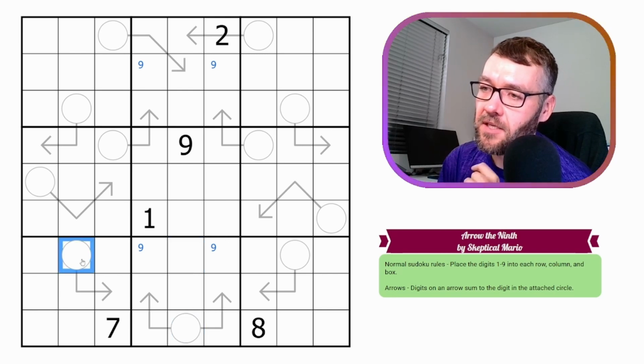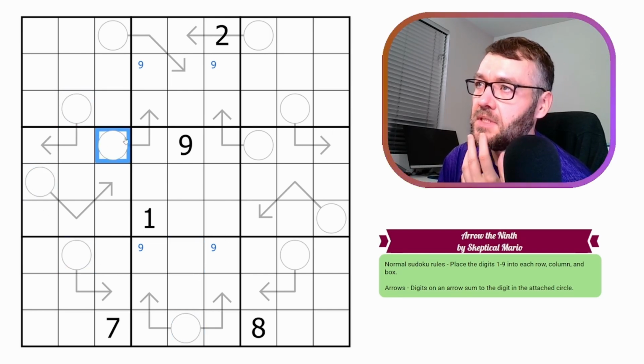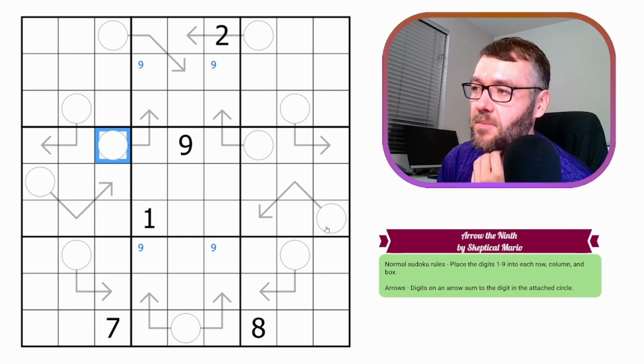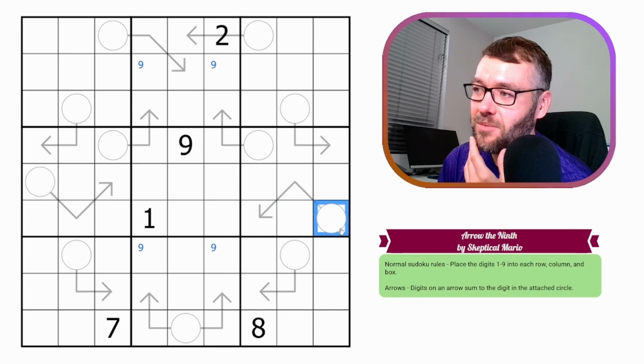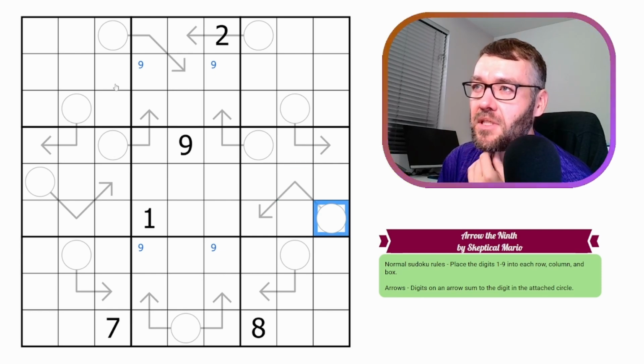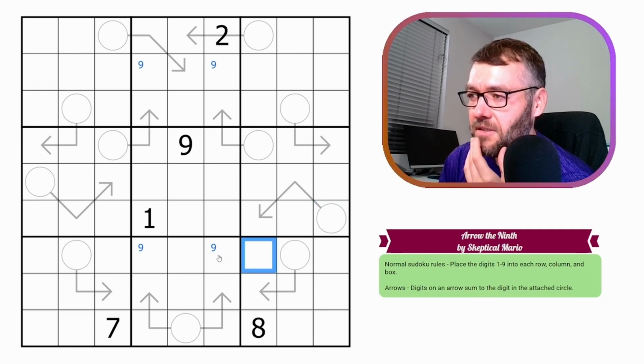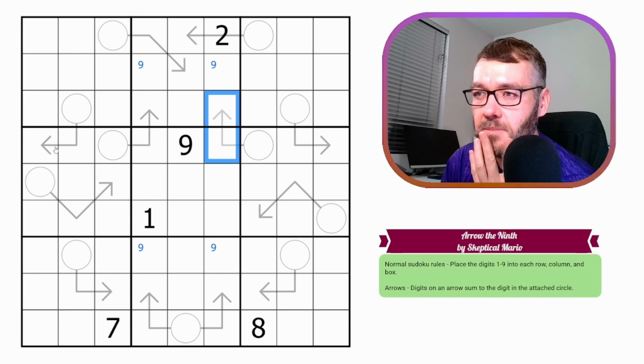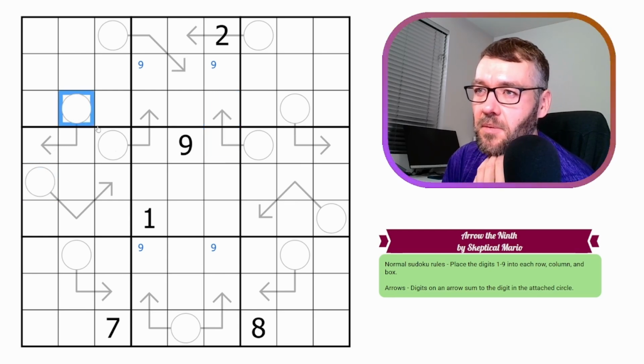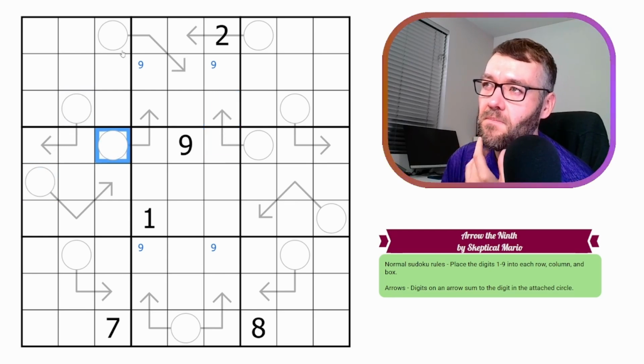The other thing is 1s can't go in the circles, obviously, because you can't have two digits summed to a 1. And for most of these, you can't even put a 2 in them. Can any of these actually have a 2 in them? I don't think so. If the arrows went from a circle here and then the arrow went like this, you could do 1 and 1 to get to 2. But all of these either share a box or a row or a column. So every number in the circle has to be at least 3.